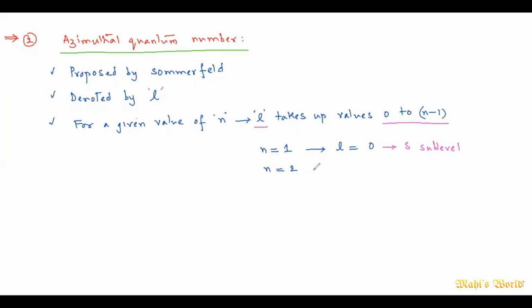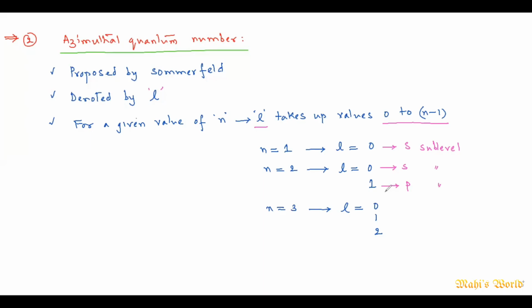Similarly, if n is equal to 2, the possible l values are 0 and 1, because it is 0 to 2 minus 1, which is 1. 0 to 1 is nothing but 0 and 1. Now, as usual, when l is equal to 0, we call it s sublevel. When l is equal to 1, we call it p sublevel. Now, if n is equal to 3, then the possible values are 0, 1, and 2.